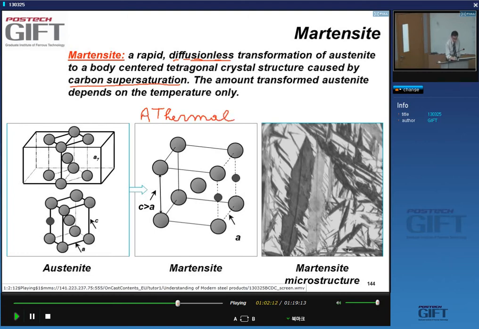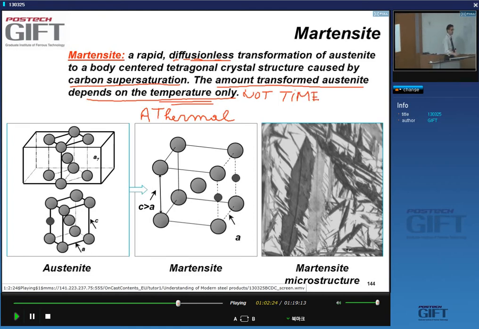Athermal, which means that the amount we transform of austenite depends on the temperature only. It does not depend on time. So time has no influence. Now, martensite transformation occurs in very many different material systems, not only steel, yes?